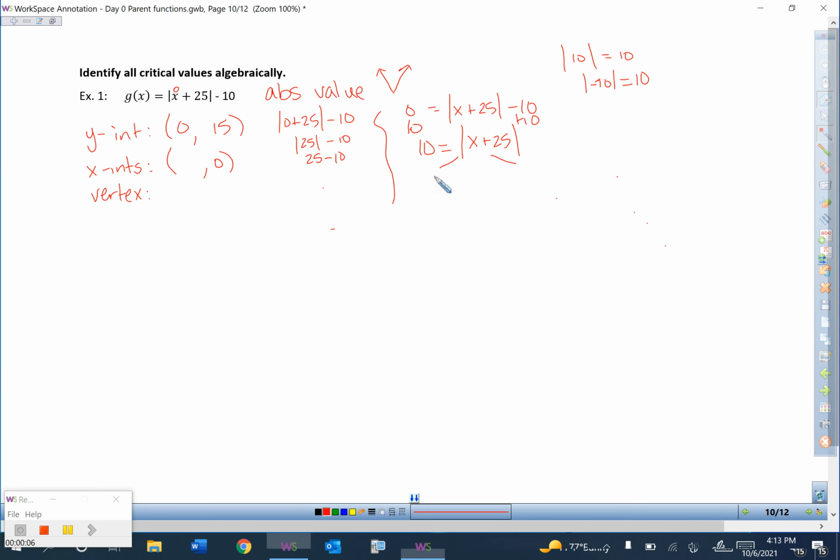And what I usually do is split this up once the absolute value is by itself, and I just rewrite it. X plus 25 equals the positive 10, and then x plus 25 equals the negative 10. And that's where our two x-intercepts will come into play. For this one, you just have to subtract that 25 over, do as much as you want in your head, and then you've got negative 15. That's our first x-intercept. The next one, subtract the 25 over, x equals negative 35, and that's our second one.